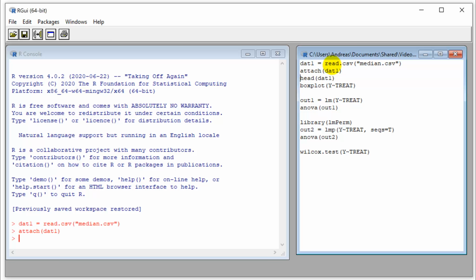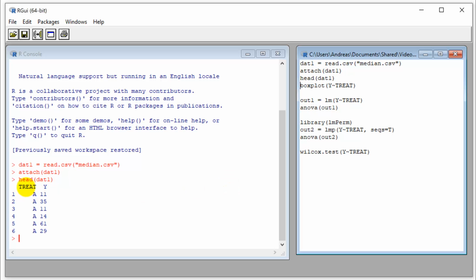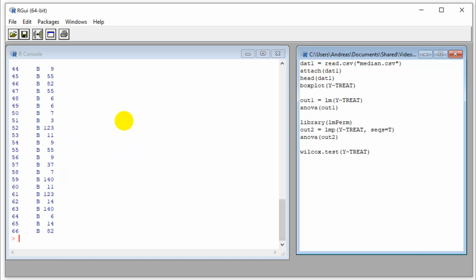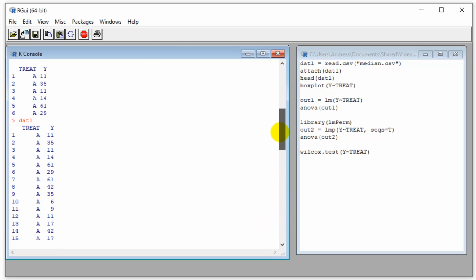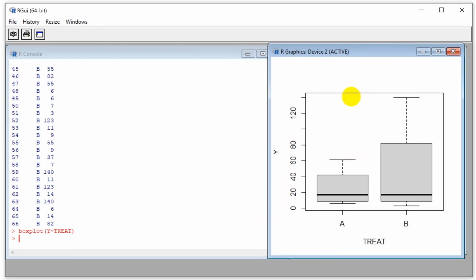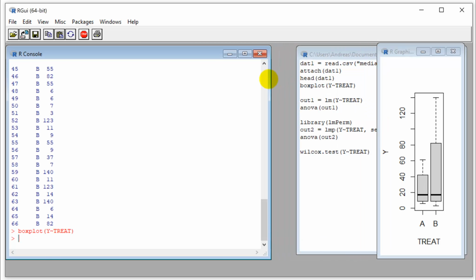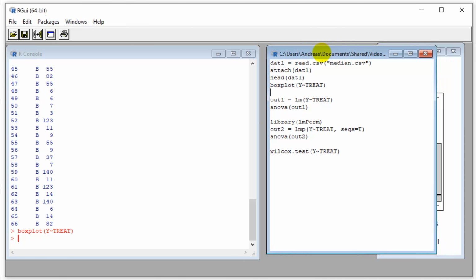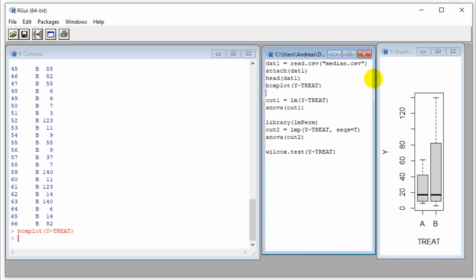So we read in the data, attach it here for simplicity, and it's simply that we have a simple treatment effect here, A and B, and a dependent variable Y. We can look at the whole thing. So there's A and B values here. We can also look at a box plot, how the data look like. So there we have it nicely arranged. And so I created this data set so that it's kind of a zero inflated data set with really long tails. But what I did is I set the median to almost exactly the same value here.